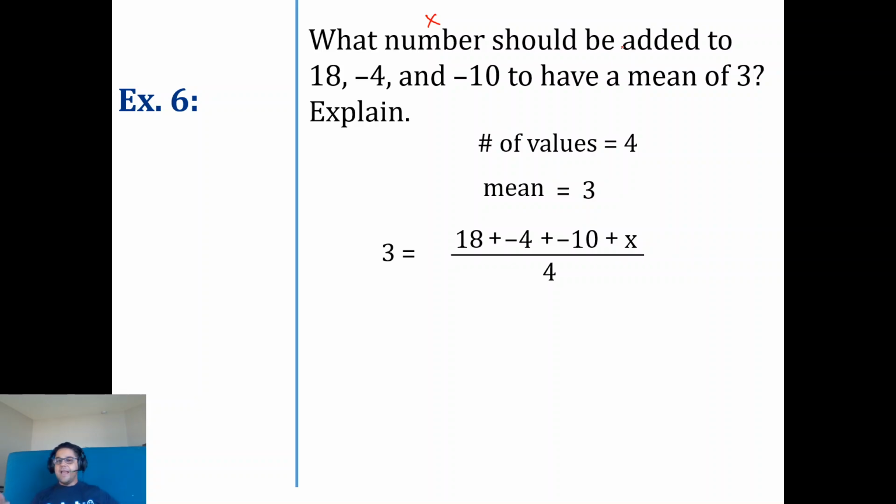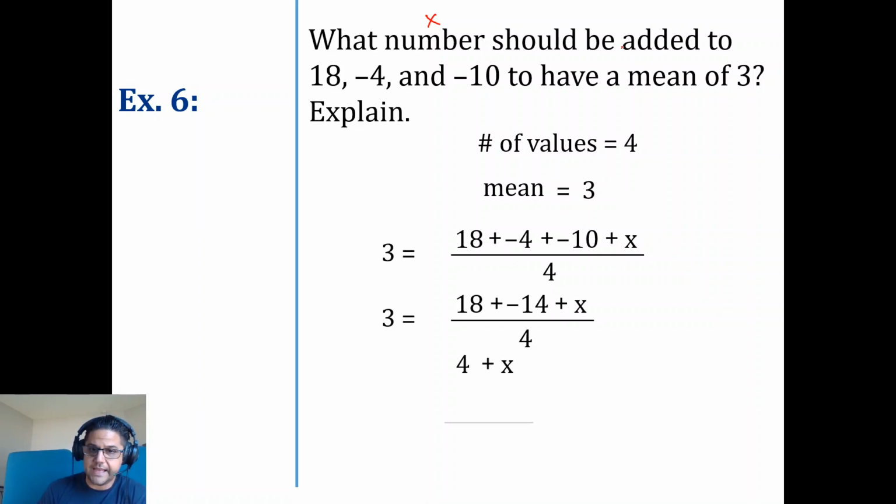So looking at the numerator, I've got a negative 4 and a negative 10. Those are like signs. So I can actually add them together to give me a negative 14. And 18 plus a negative 14, really going to subtract those. So that's going to give me a 4 plus x. All right, so at this point here, you're going to do a little bit of mental math. And you're going to ask yourself, 4 plus x, divide by 4, going to give me 3.